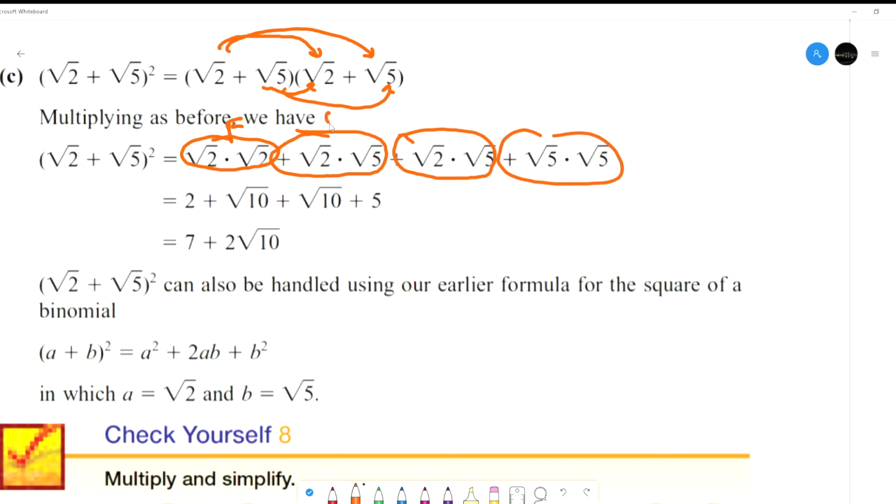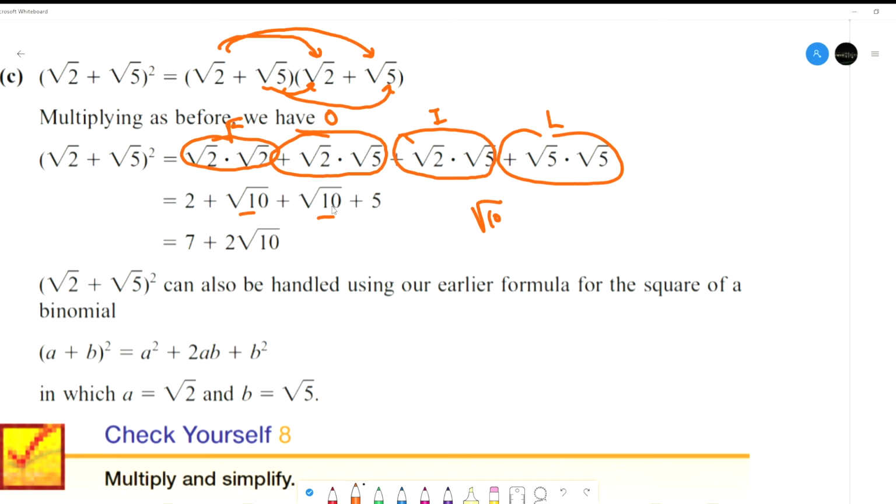So first, outer, inner, and last. Root 2 times root 2 is 2. Root 2 times root 5 is what? That's root 10, right? Oh, it's right here. And the same for that. And then lastly is 5, right?